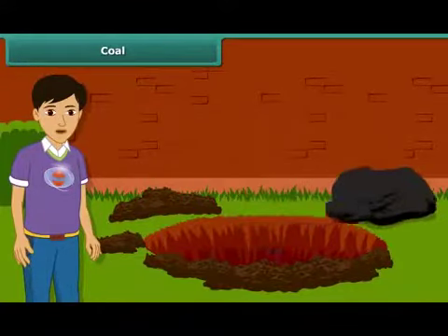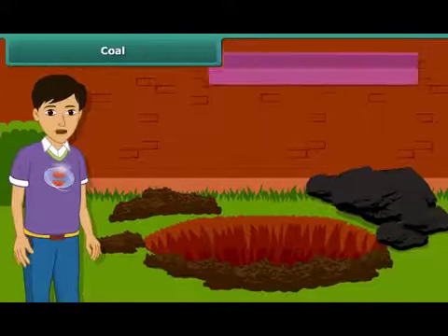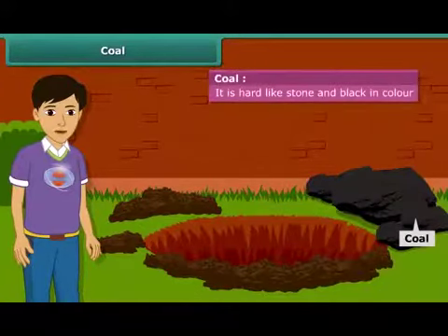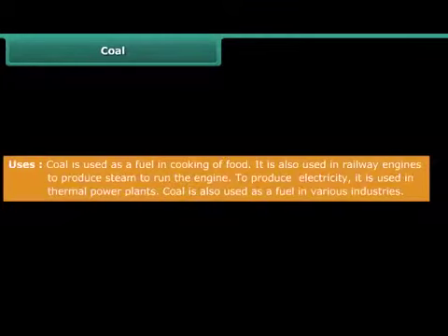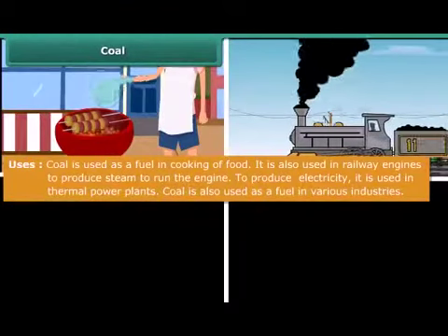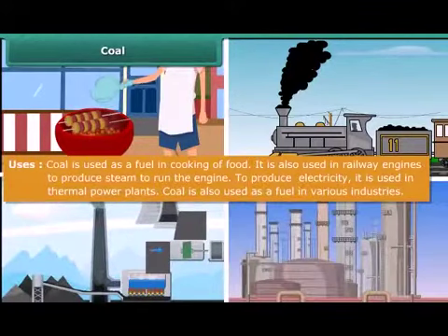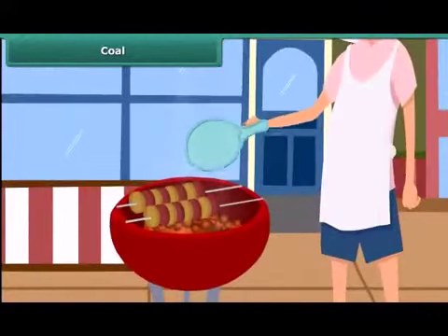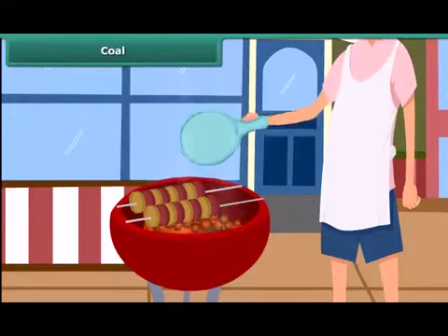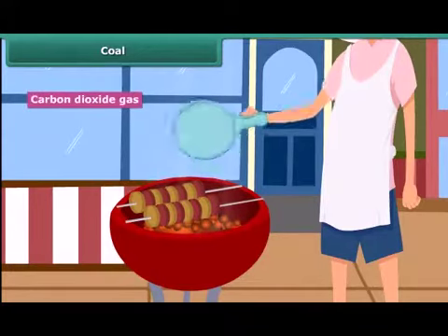You may have seen coal in your surroundings. It is hard and black in color. Coal is used for a variety of purposes such as cooking food, running railway engines, thermal plants and various industries. After heating in air, it starts burning and produces carbon dioxide gas.